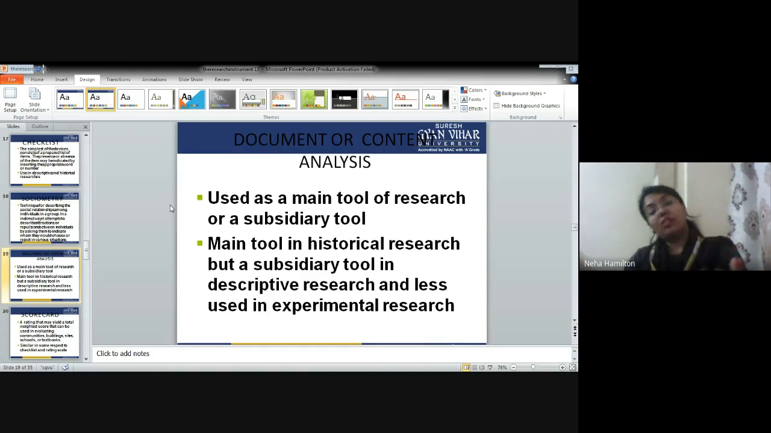So in historical research, when you do not have a respondent to answer your question, you have to use the documents, the data, the literature, which is already available, right? When you are doing a descriptive study or maybe an experimental study, then it is always better to use it as a subsidiary tool.